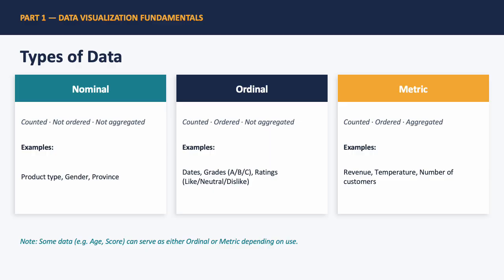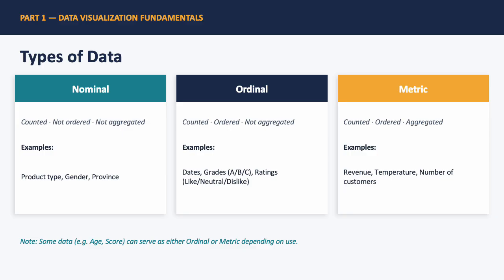Before we can select a chart, we need to understand what type of data we are working with. There are three categories that matter most in data visualization. The first is nominal data. Nominal data can be counted, but it cannot be ordered or aggregated in a meaningful way. For example, take product categories such as books, movies, and music, or gender, or geographic regions like Western, Southern, and Central provinces. If I told you that category A came before category B, that statement would be meaningless. There is no inherent sequence.